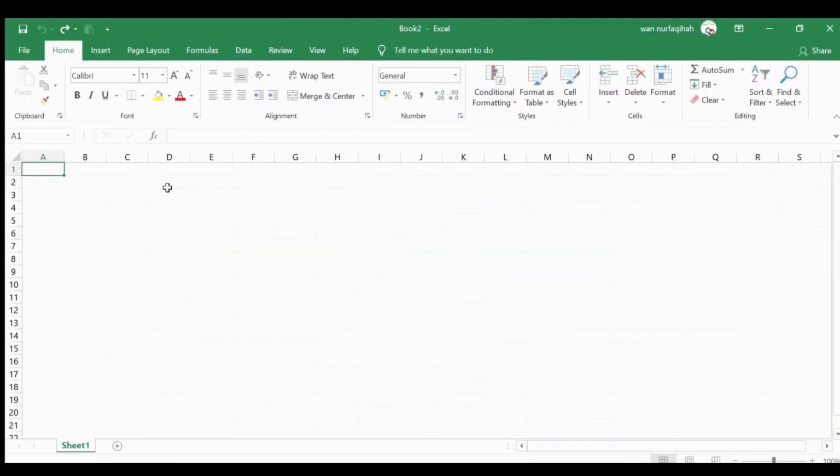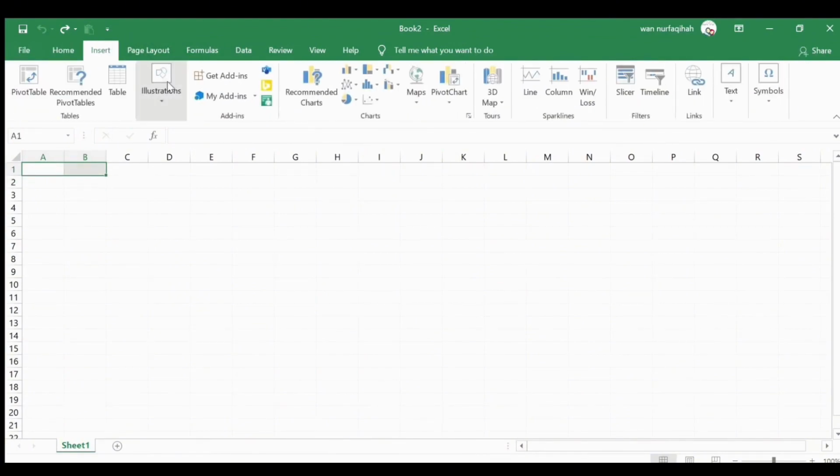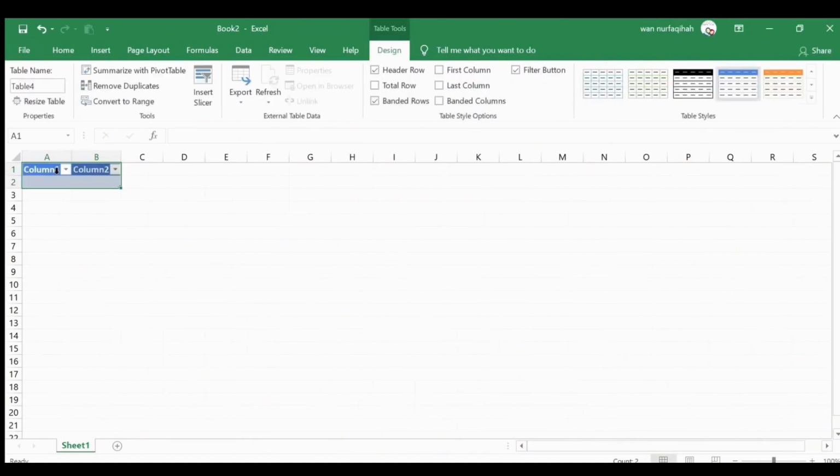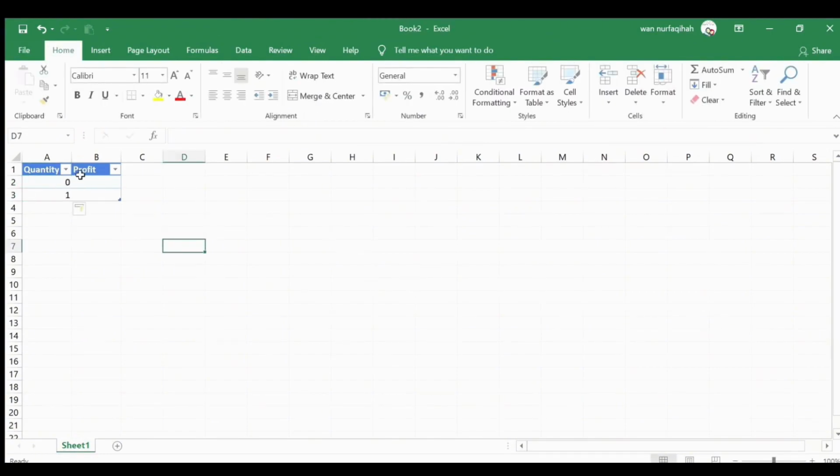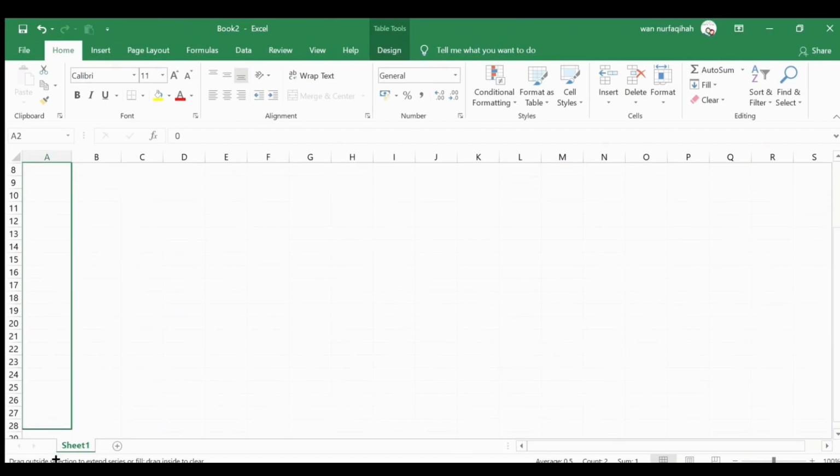For the next question, by using Microsoft Excel, form a graph to illustrate the profit as a function of the quantity produced Q within the range of 0 to 250 units. For the first column, we will put the quantity, and the second column, we will put the profit. So the quantity will start with 0, 1, and then we will just drag it until we get to 250 units.